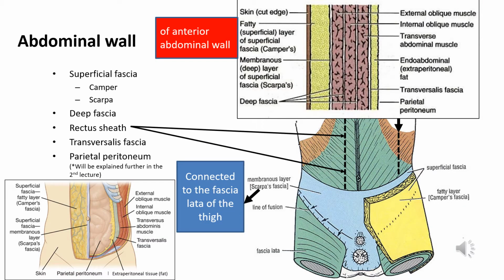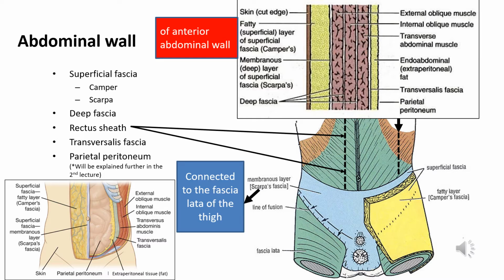The abdomen is covered by layers of wall. This is the sagittal view of the abdominal wall sectioned at the line that I'm pointing right now. The fatty layer underneath the skin is the campus fascia. Deeper to campus fascia is a membranous layer known as scarpus fascia, followed by the abdominal muscles, namely external oblique, internal oblique, and transversus abdominis.